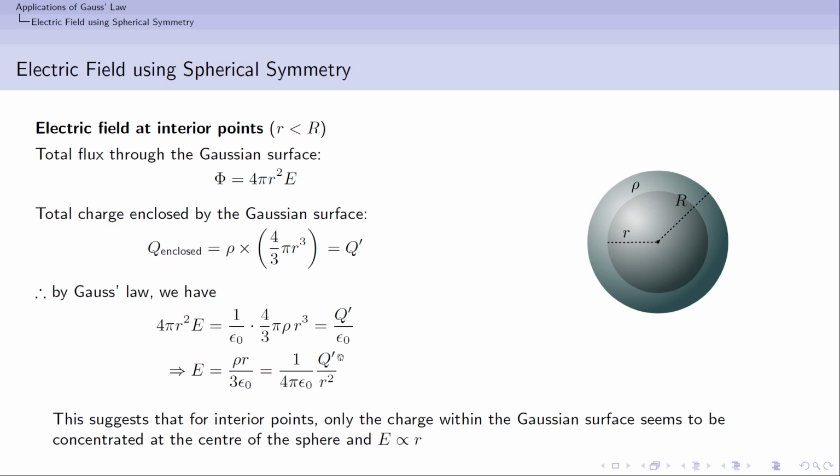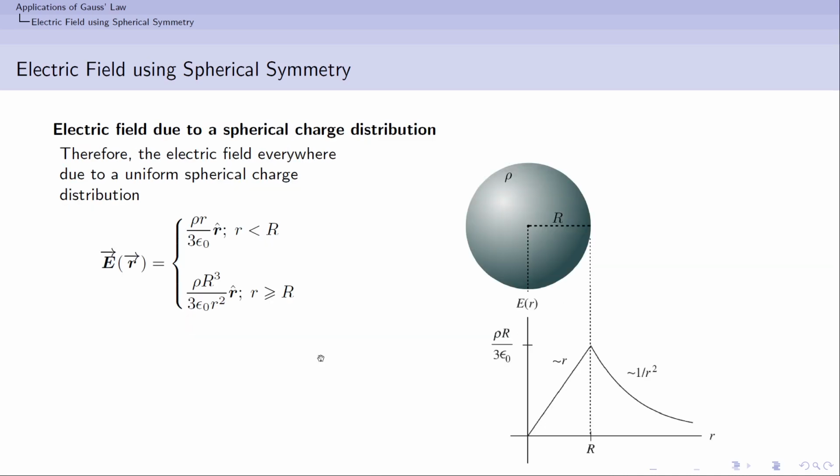Don't go by this expression, because it seems as if E is proportional to 1 by r square, but then you also have to see that there is a q prime. And what is q prime? Q prime is rho times the volume, and volume goes as r cube. So q prime is proportional to r cube. So r cube by r square is also going to give us a linear variation of electric field with r. So E is always going to be proportional to r inside, for points which are inside this spherical distribution.